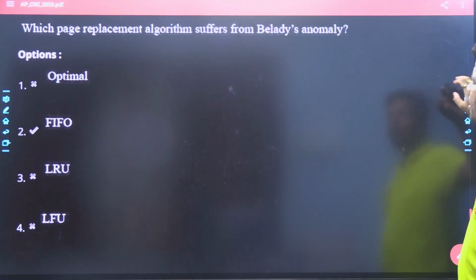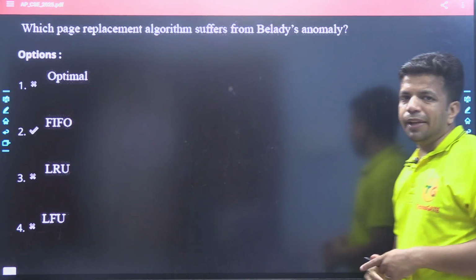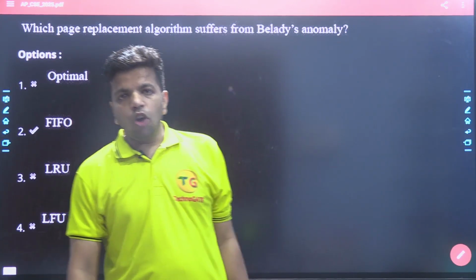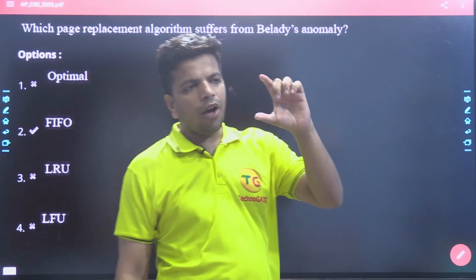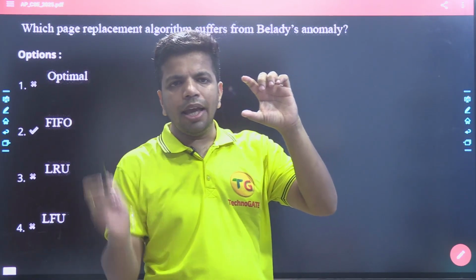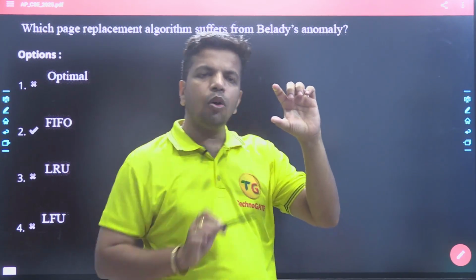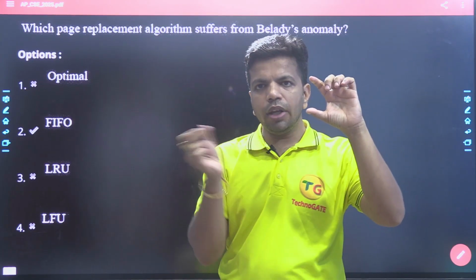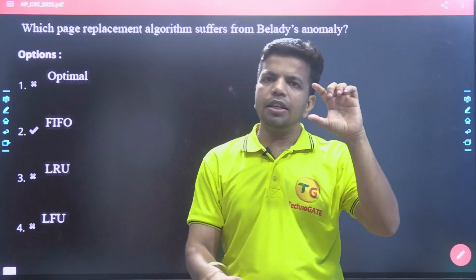Which page replacement algorithm suffers from Belady's anomaly? So first of all, we need to understand what Belady's anomaly is. Normally, suppose you have a limited size of memory and you want to execute some program. You need to load the pages of that program into the memory.